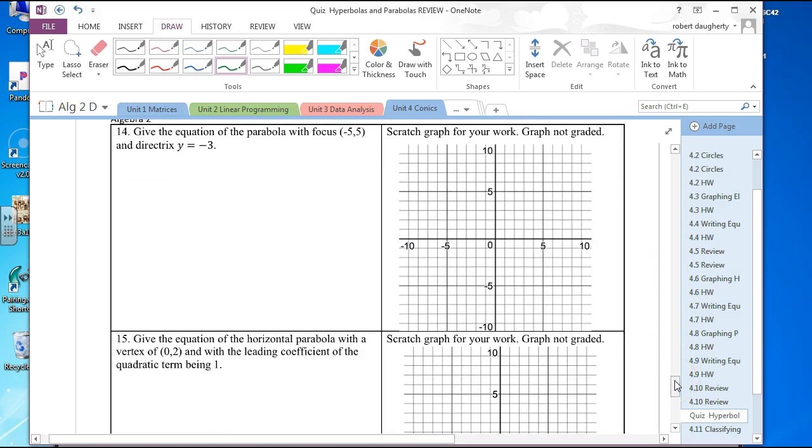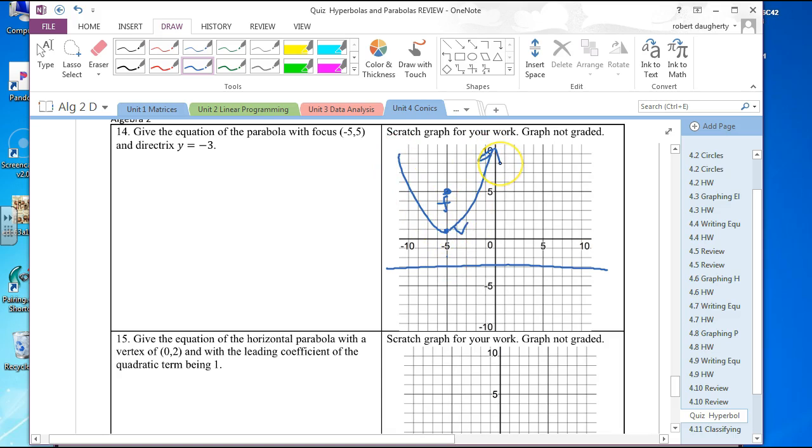Give the equation of the parabola with a focus of -5, 5, and a directrix at y equal -3. That's my directrix. If this is a focus and I've got a directrix, halfway between is going to be where the vertex is. Counting it out, that has to be the vertex.